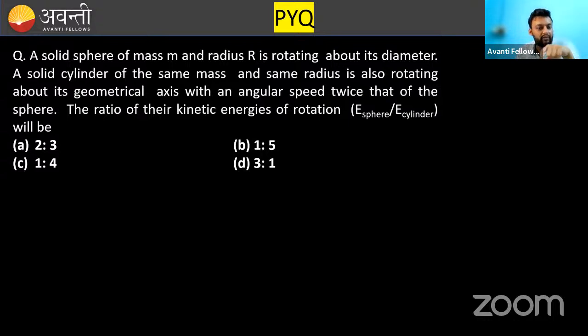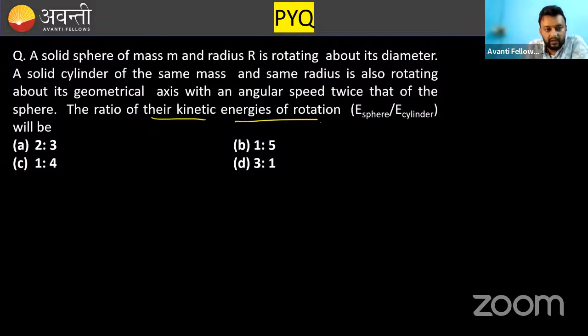Try to find what is the exact question. If I say the ratio of kinetic energies of rotation, they are talking about it. So when I say kinetic energy of rotation, one thing that came to my mind is half I omega square. That is clear. Now read out the question.